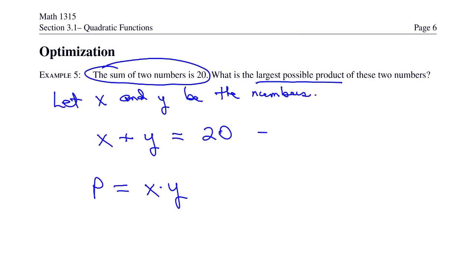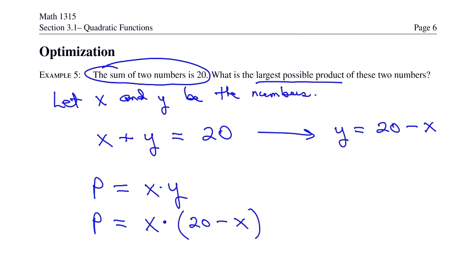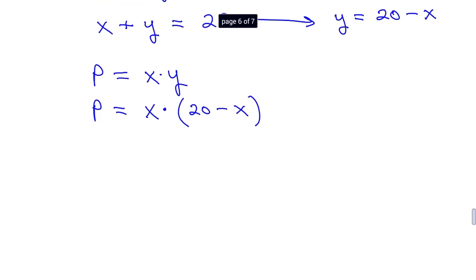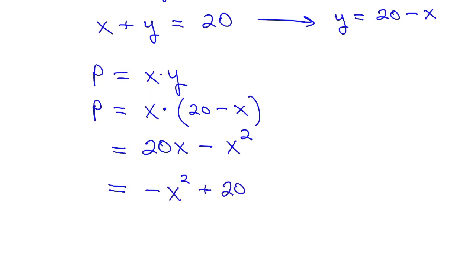The trick to doing this is to take the first equation and solve it for y. So y is equal to 20 minus x. And then substitute that equation into the product equation. So P is equal to x times, and now instead of y, I'm going to use 20 minus x. If we multiply out this equation, we get 20x minus x squared, and then rearranging terms, we get negative x squared plus 20x. Notice that this is, in fact, a quadratic.